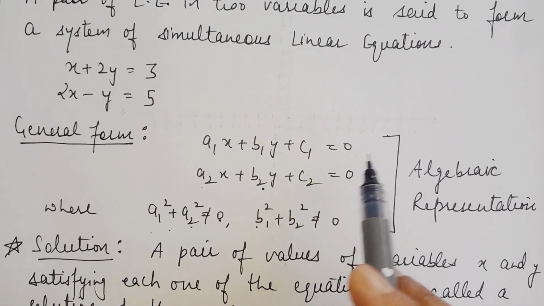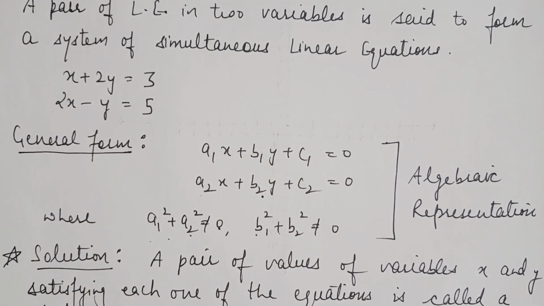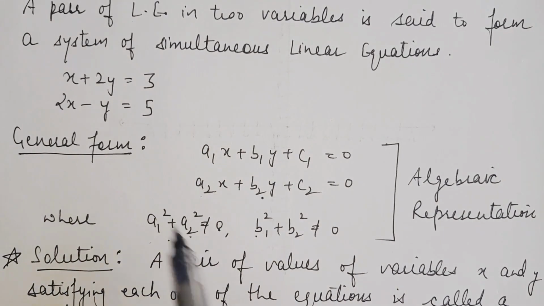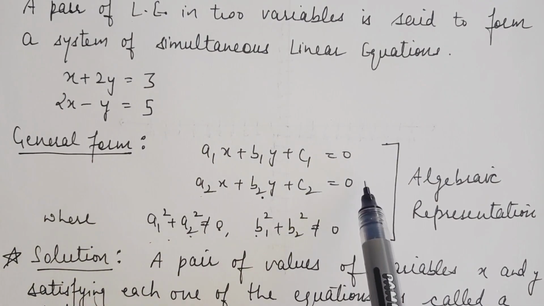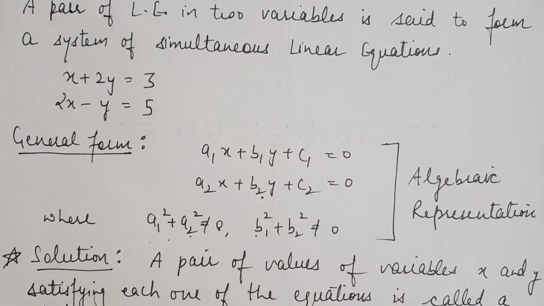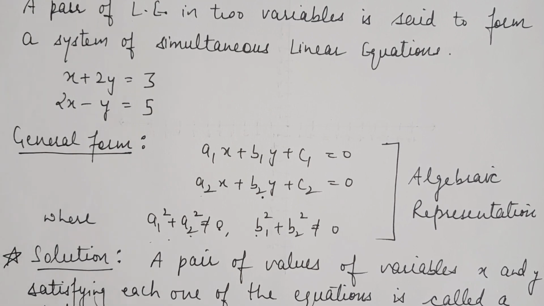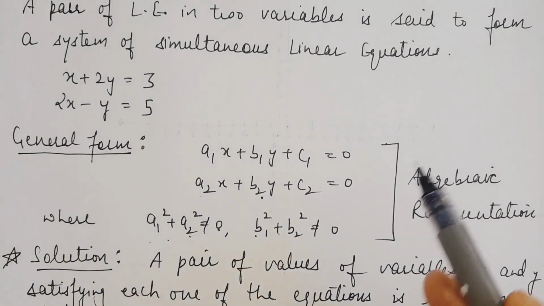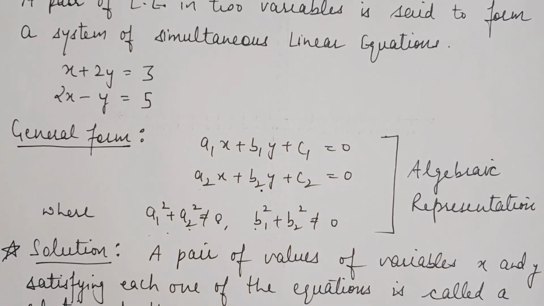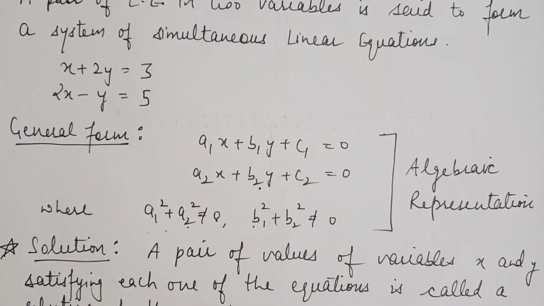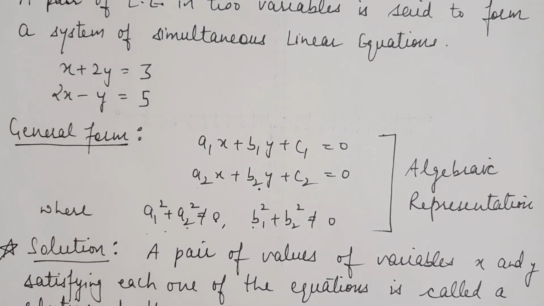This kind of representation is called algebraic representation of the system of linear equations. There are two types of representation of a system of linear equations basically. One is algebraic representation and the second one is graphical representation. Algebraic representation we have done. We will be given some simple daily life situations and we have to convert them into the algebraic representation of the linear equations. Now what will be the solution of this system?